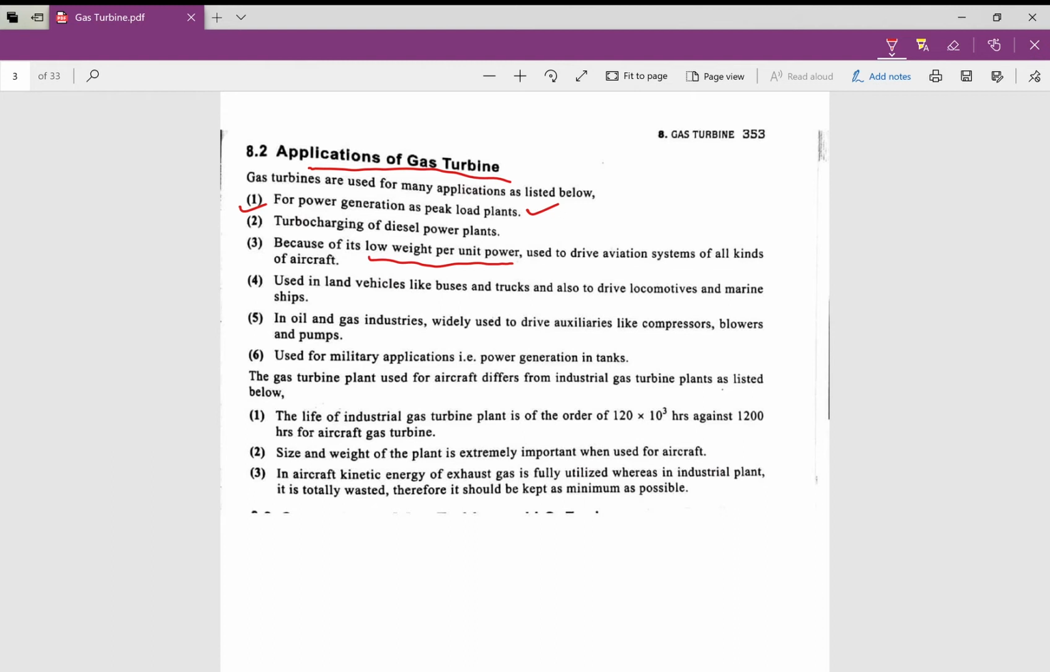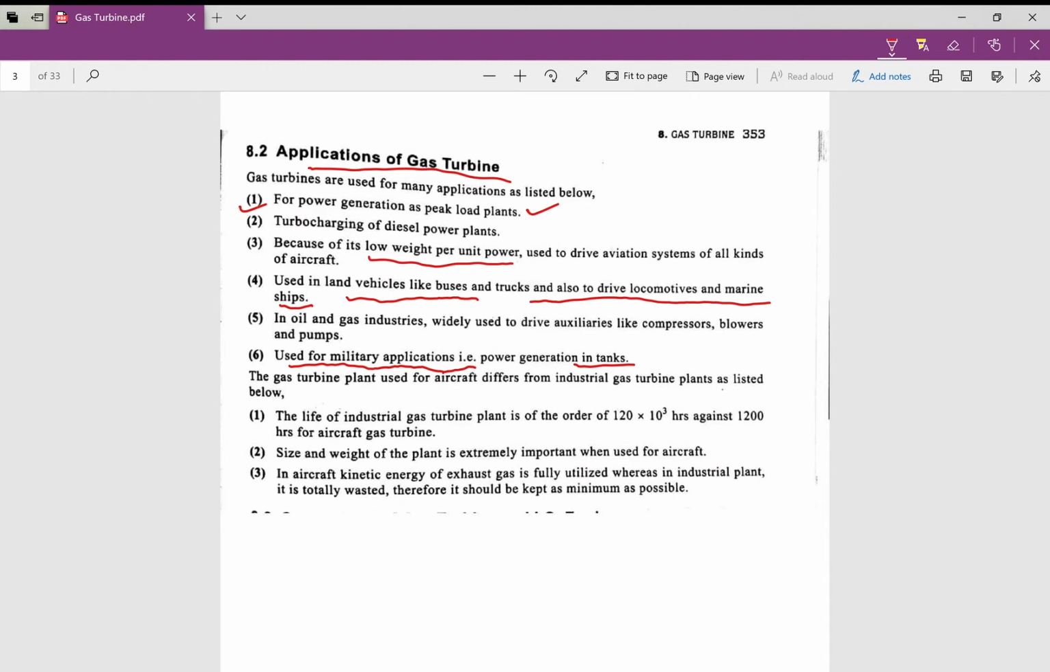This is used in land vehicles like buses and trucks, and also to drive locomotives and marine ships, just like I told. Another important one is that it is used for military applications as well, that is power generation in tanks.